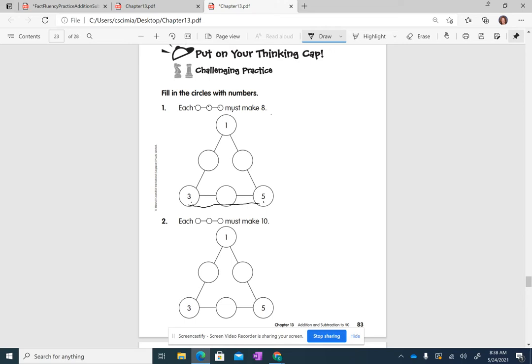equals 8. So how many more do I need to make 8? 0 to make 8. 1 plus what? 3 equals 4. 4 plus what equals 8? 4 plus 4 equals 8. Now we know that 1 plus 5 equals 6. If you have 6, how many more to get to 8?